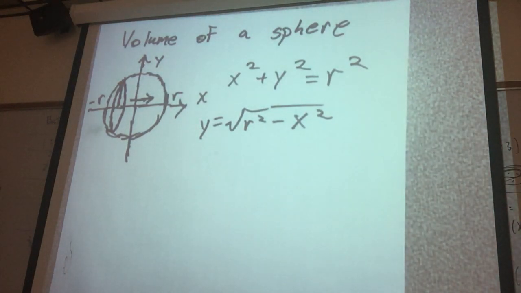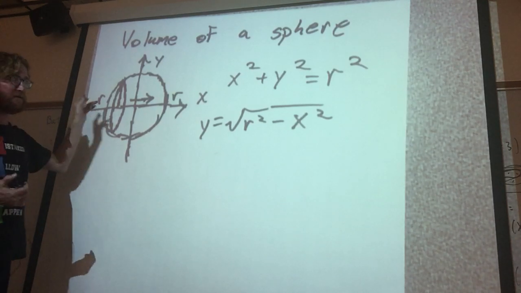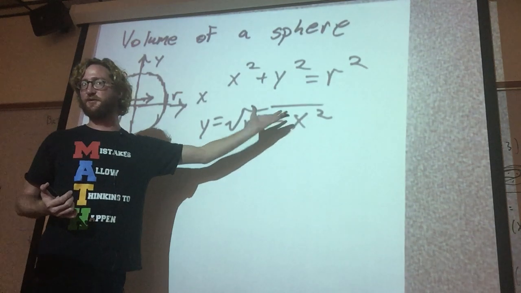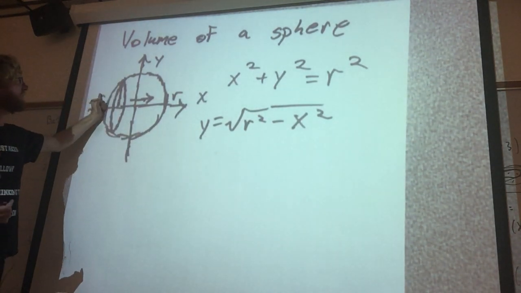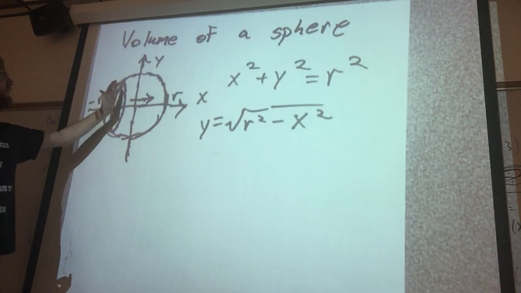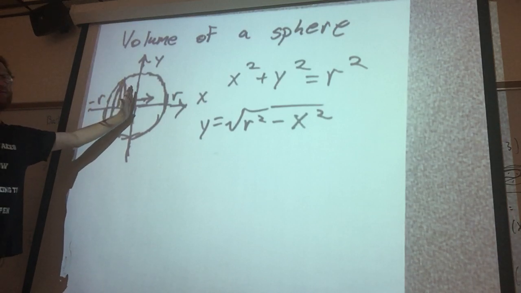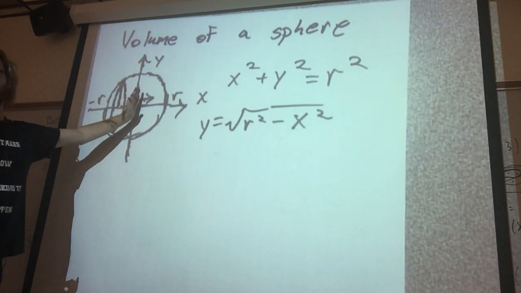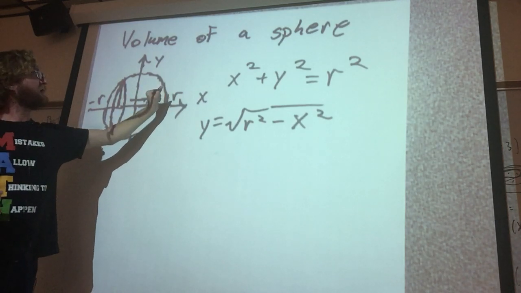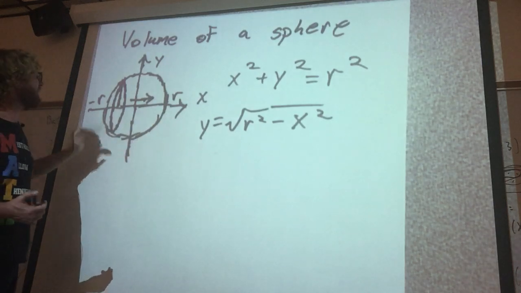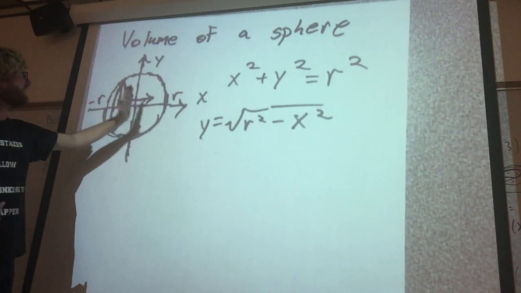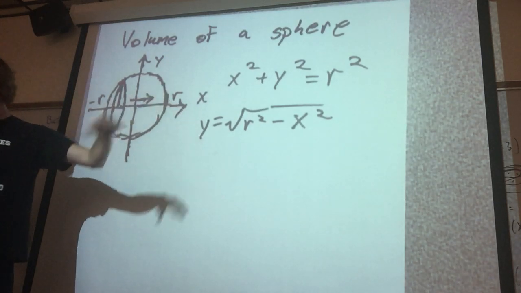Okay. So, think about if you plug negative r into this thing, well, negative r squared is r squared. And r squared minus r squared is 0. So it would be 0 right here. And then what happens when you plug in x equals 0? Y is going to equal r. And then it's going to collapse downwards until we get back over here where the y equals 0. So that's why this height right here is going to correspond to y. Okay?